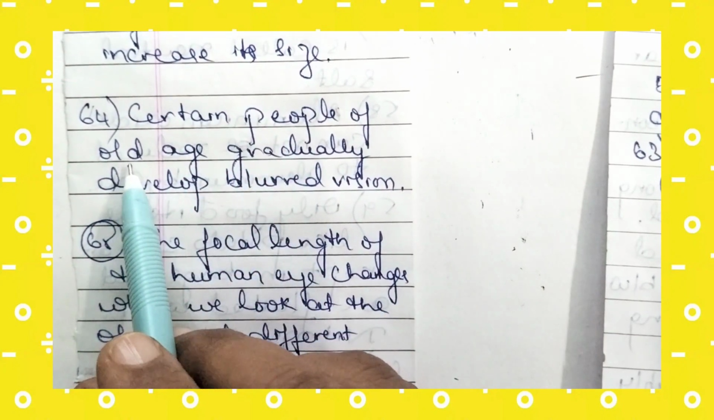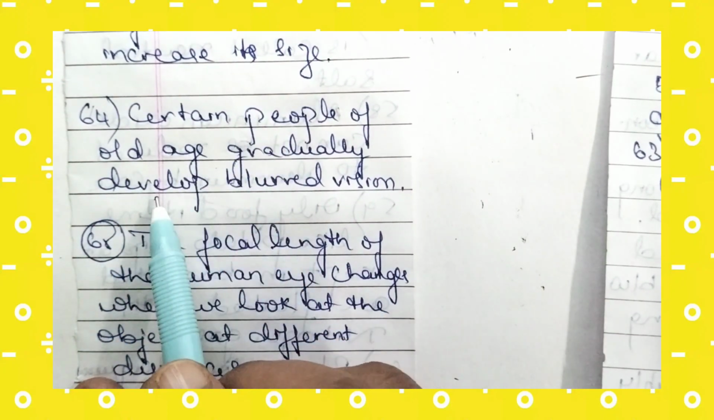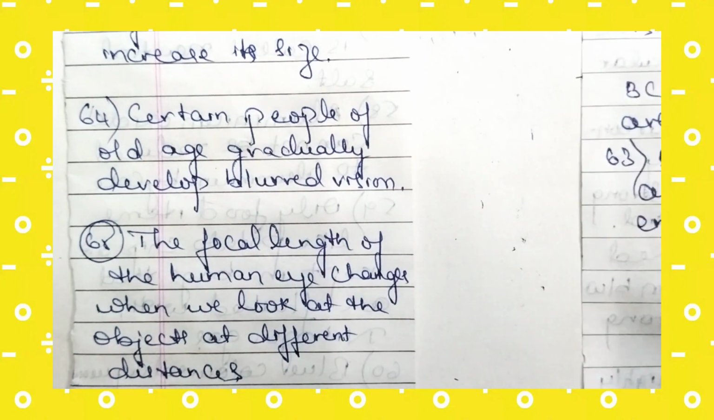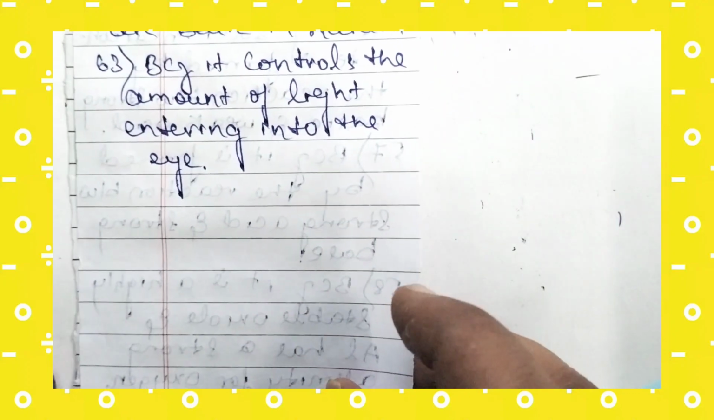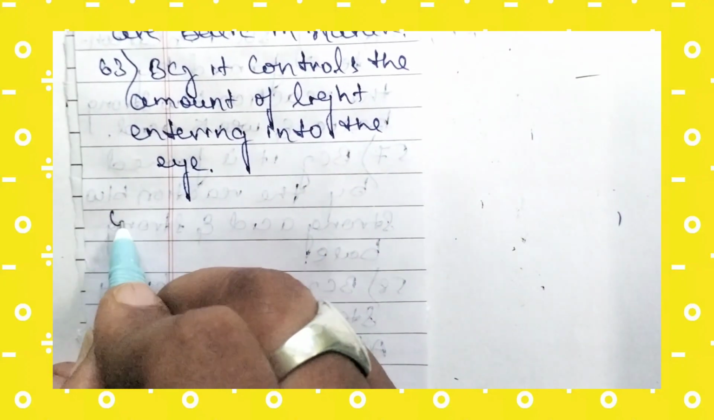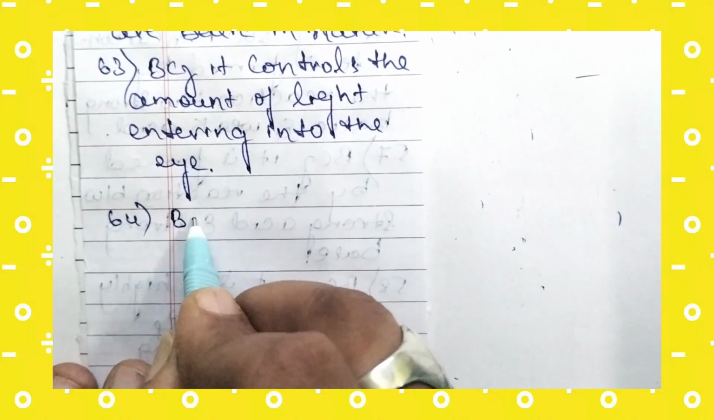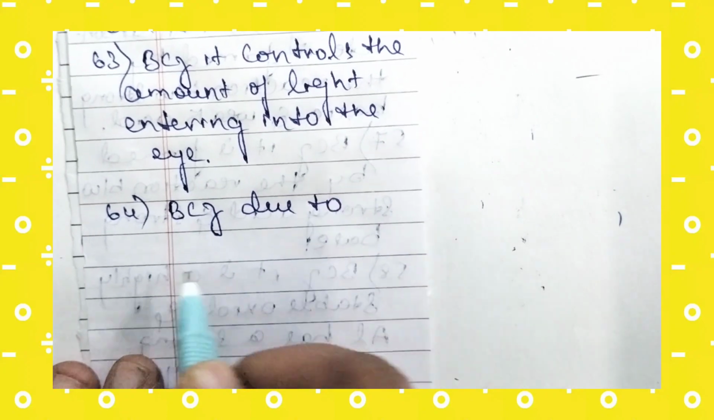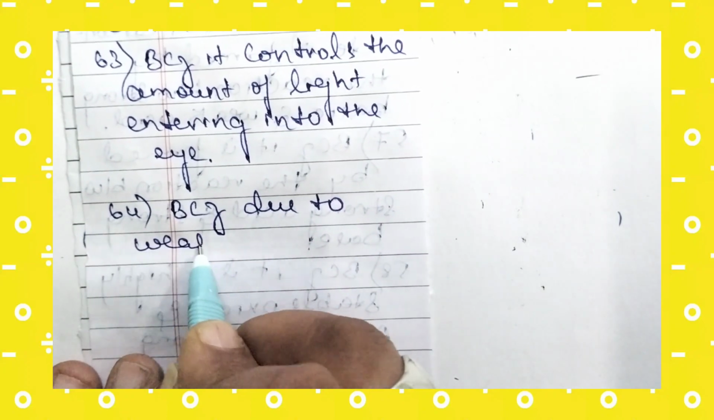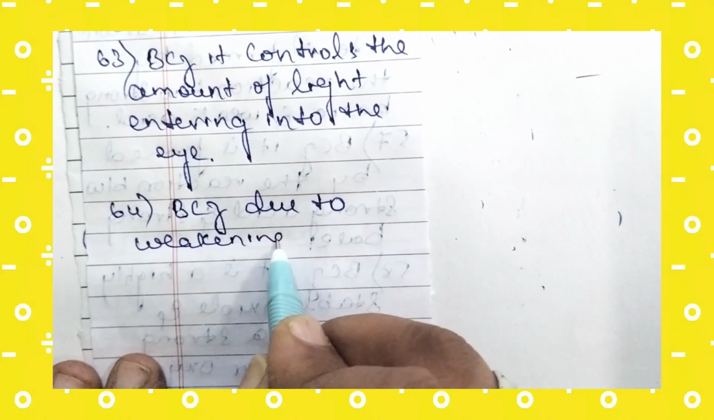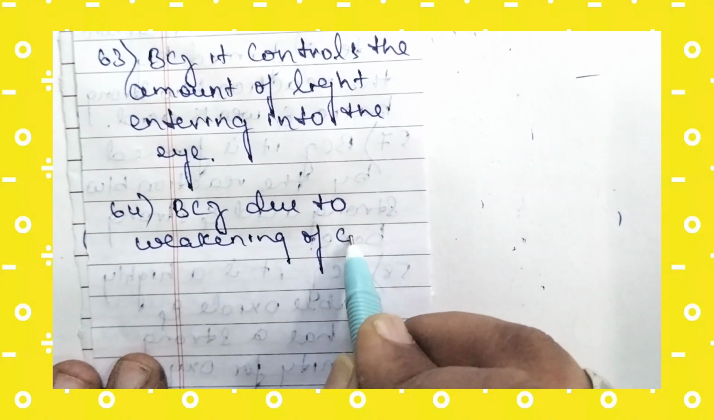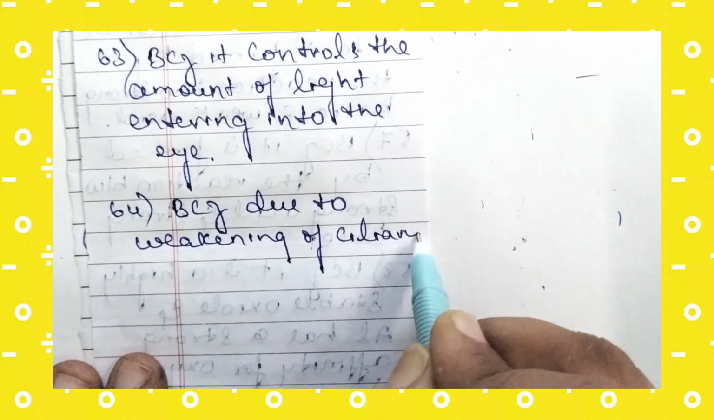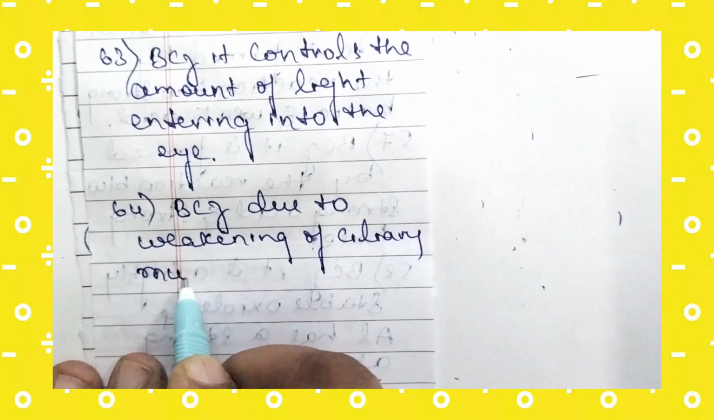Now let us move for 64th question. Certain people of old age gradually develop blurred vision because, 64th question, because due to weakening of ciliary muscles.